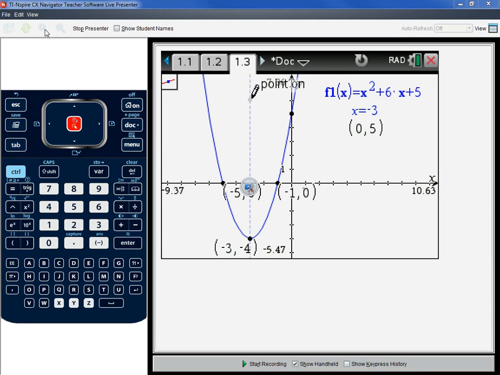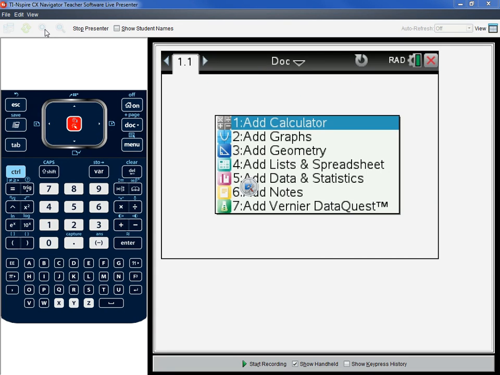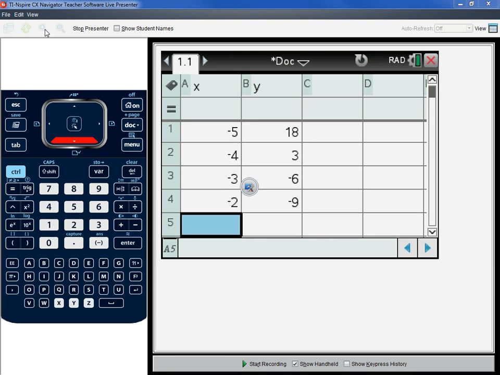Going to open a new document. No, I'm not going to save the old. Going to add a page for lists and spreadsheets. This is going to be X. This is going to be Y. I'm going to type in the information. -5, 18. -4, 3. -3, -6. -2, -9. -1, -6. 0, 3, and 1, 18.